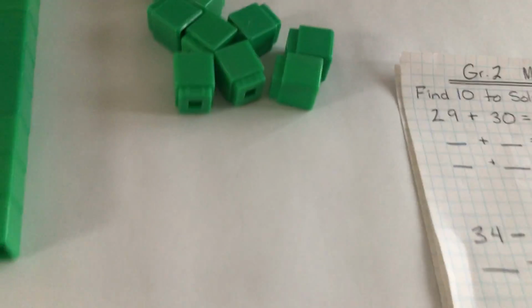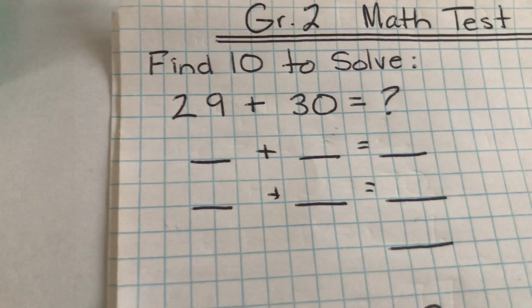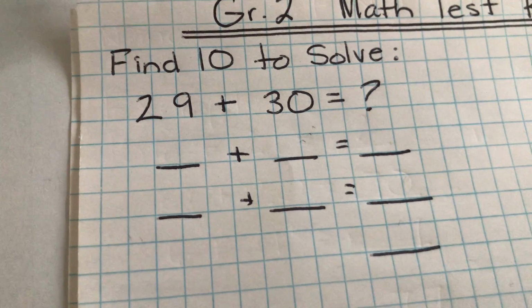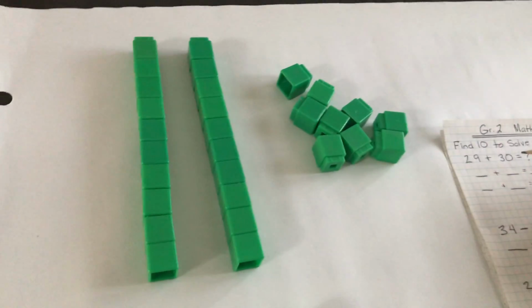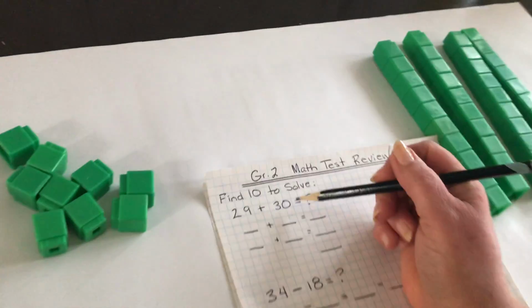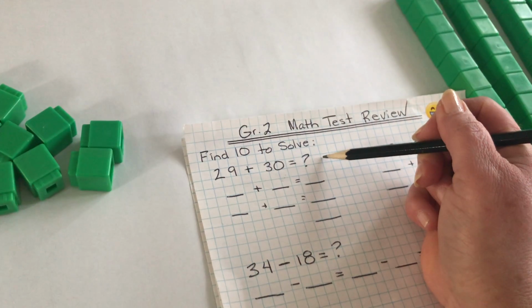What I thought I'd do today is just go over the math review for our test, just to make sure you've got the answers right. So, if you can please find this page, your math test review, and we're going to start on this question. Find 10 to solve. So, we have 29 plus 30 equals what?